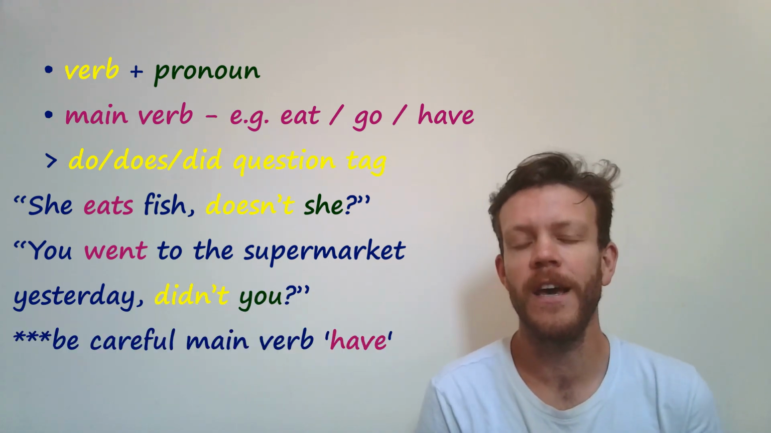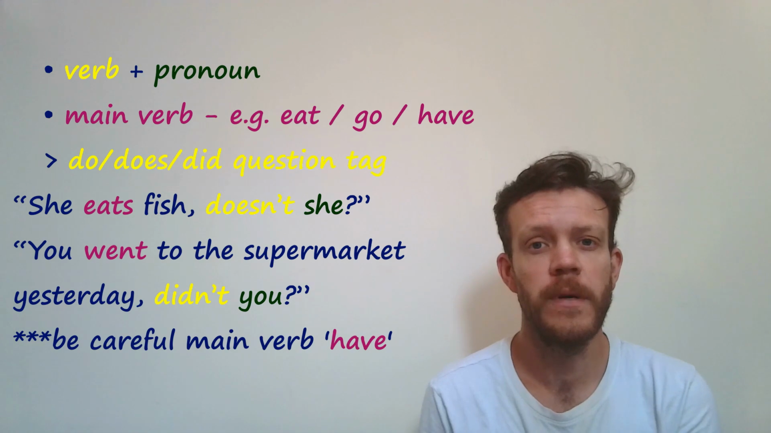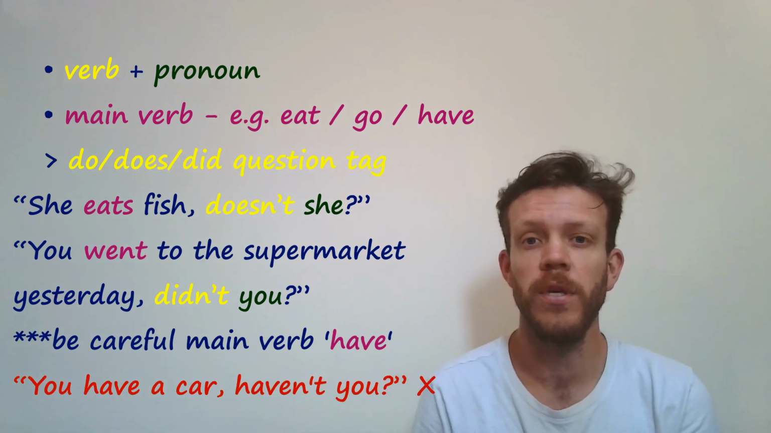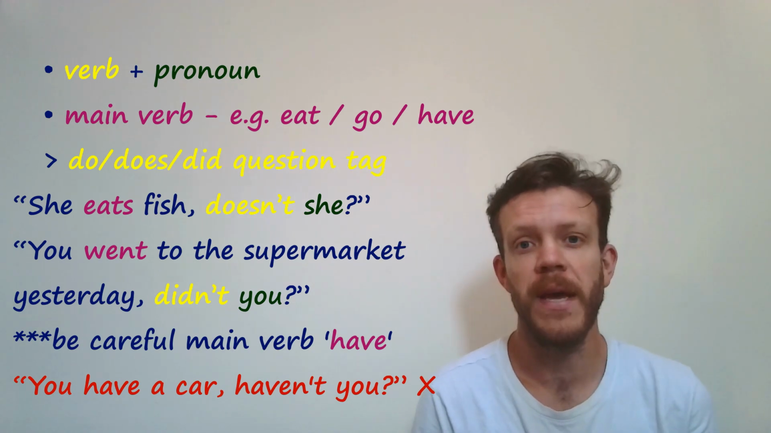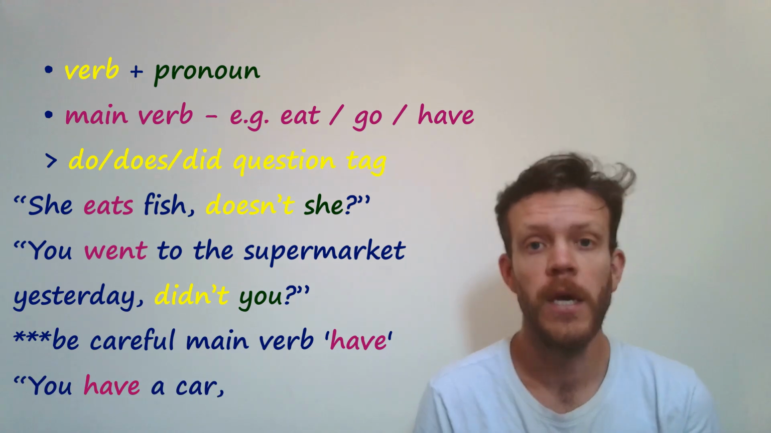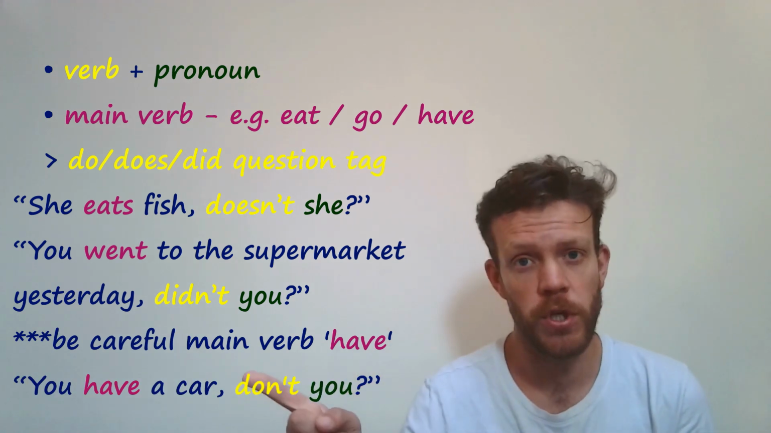And be really careful with the verb have, because just like when we make negatives or questions, we don't use verb have. It's a main verb, so we're still using the do, does, did auxiliary. You have a car, don't you?